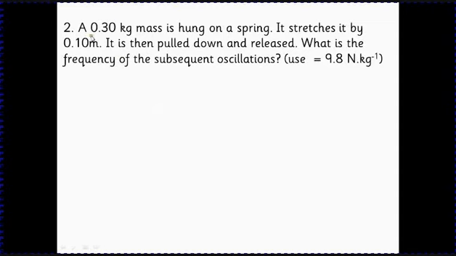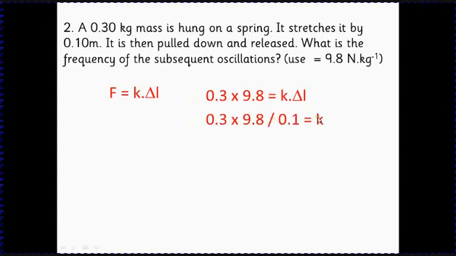Here's a second one. Now I've got a 0.3 kilogram mass on a spring, it stretches by 0.1 metres. Then you pull it down and release. So we're still using the same equation, but they haven't given us the spring constant. Our first step is to do F equals k delta L to work out the spring constant. The most common mistake here is to put the mass in, but remember this is a weight that we're doing here. So we've got to do the mass times gravity, so 0.3 times 9.8 equals k delta L. We know delta L is 0.1, so just divide, and we get a spring constant of 29.4 newtons per metre.